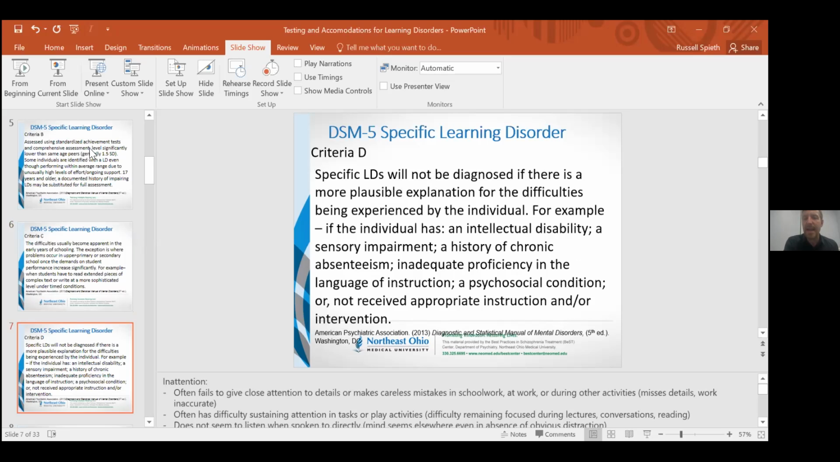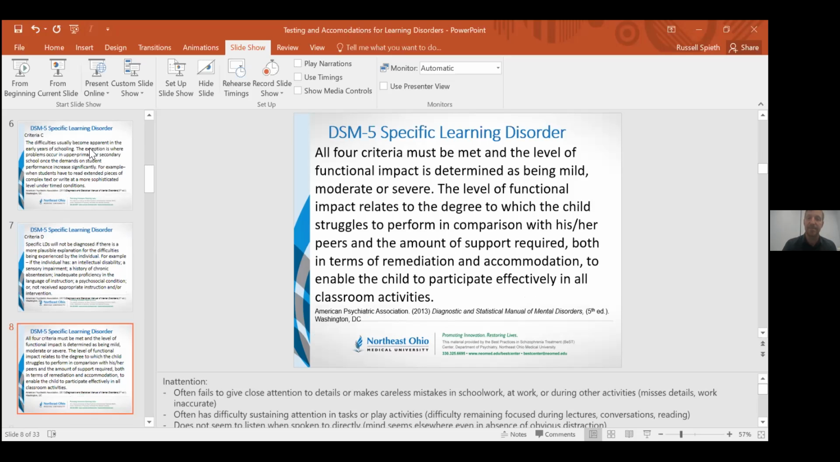And clearly you wouldn't diagnose a specific learning disorder if there were other plausible explanations. So an intellectual disability, which is why you're going to see that we do cognitive testing as well when doing a learning disorder assessment, any kind of sensory impairment, chronic absenteeism, inadequate proficiency in the language of instruction, or other psychosocial conditions. So it's complex, which is why the assessments are pretty comprehensive.